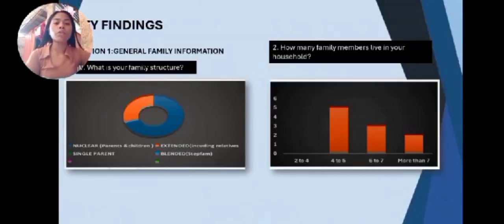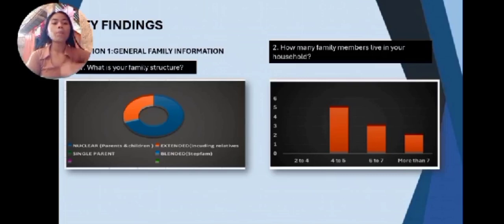Section 1. General Family Information. Number 1. What is your family structure? It shows that most of the families who answered live in a nuclear family. Some live in an extended family as well, but not as many. Single parent and blended family have no results, or none.